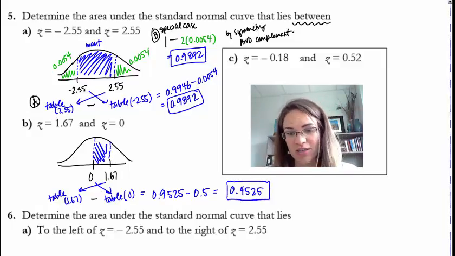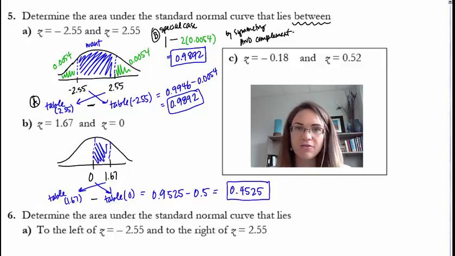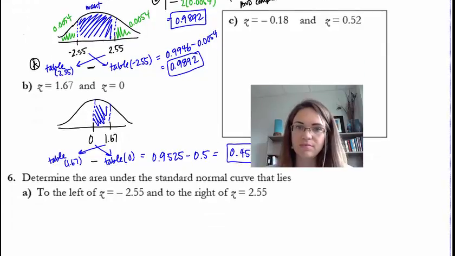This is not a special case, it's not symmetric, so we can't do option B where we take the area in the tails and multiply them by 2. You could find the area in the tails and subtract them from 1, they just won't be the same value. Again, part C, if you'd like to do it yourself, you can. The answer's in the lecture notes.